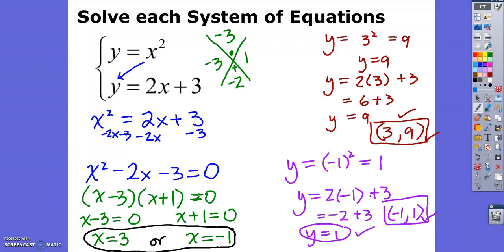So when we solve a system of equations involving a quadratic equation and a line, we should expect more than one answer, like we do with quadratics in general, where we always get two. We should get two different ordered pairs when we solve a system of equations with a quadratic.